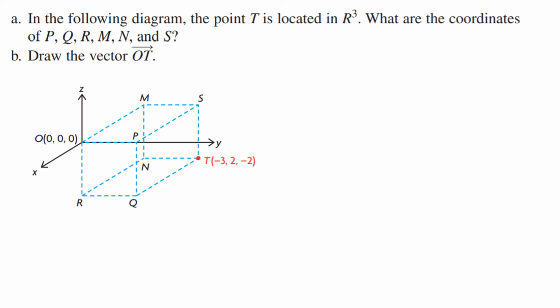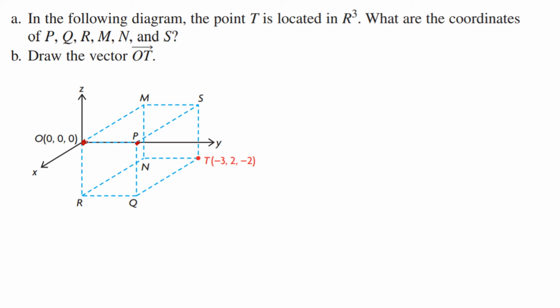Now this question is a little bit more advanced than the last one, but definitely doable. In the following diagram, the point T is located in R cube. What are the coordinates of P, Q, R, M, N, and S? So starting with P, which is at this point, and I know my origin is right over here, right? So what I'm trying to find is like a vector over here. You can think of it that way. It doesn't want me to draw a vector, it just wants the coordinates.